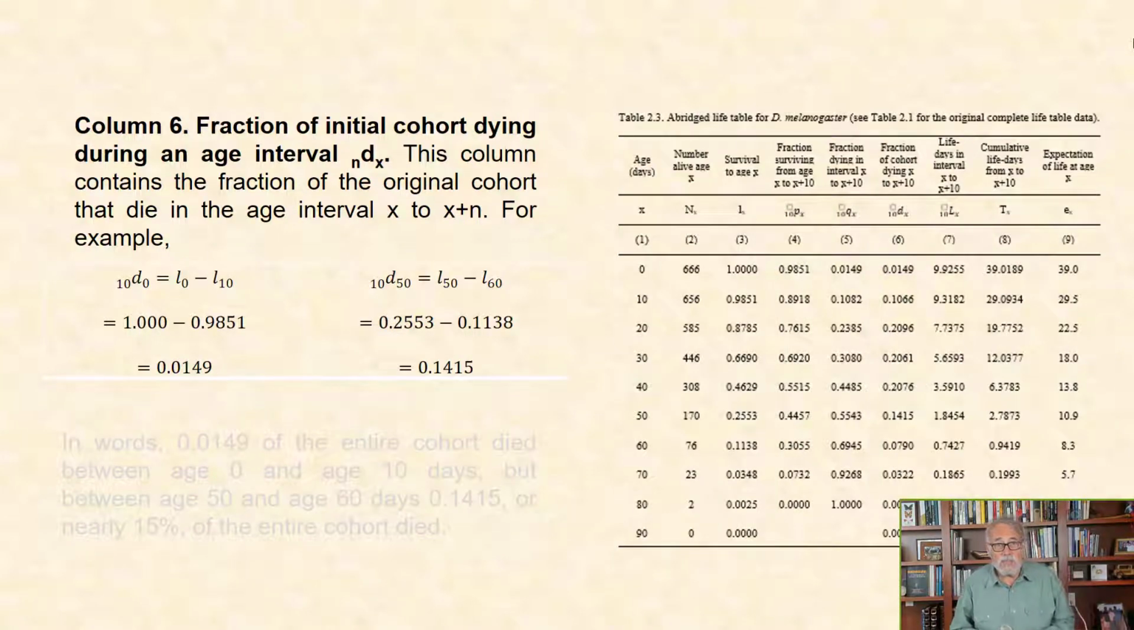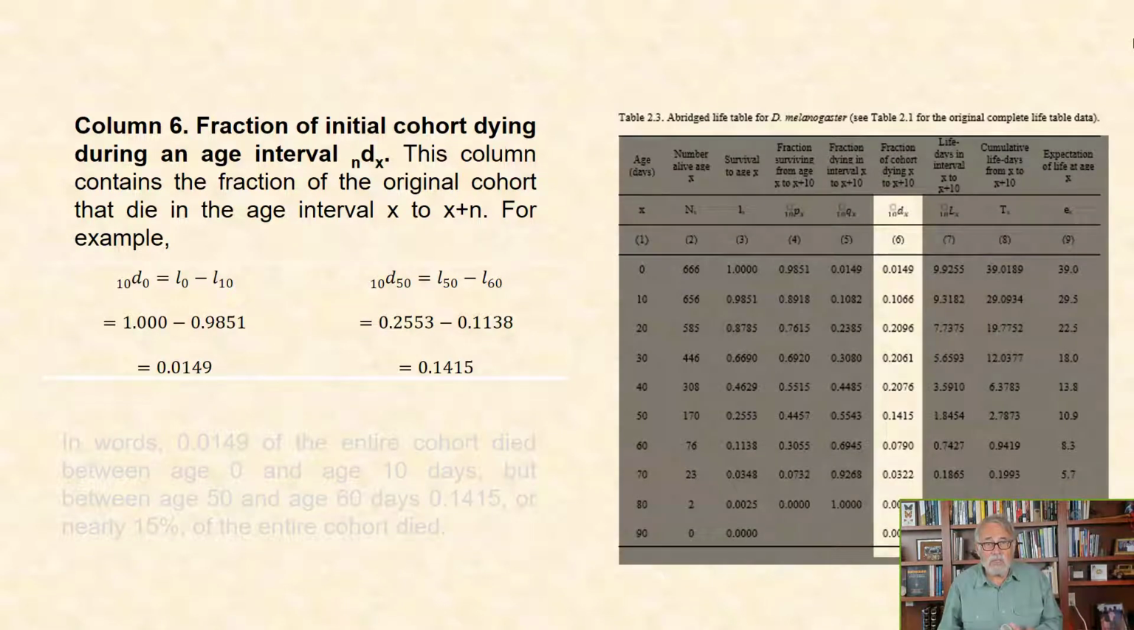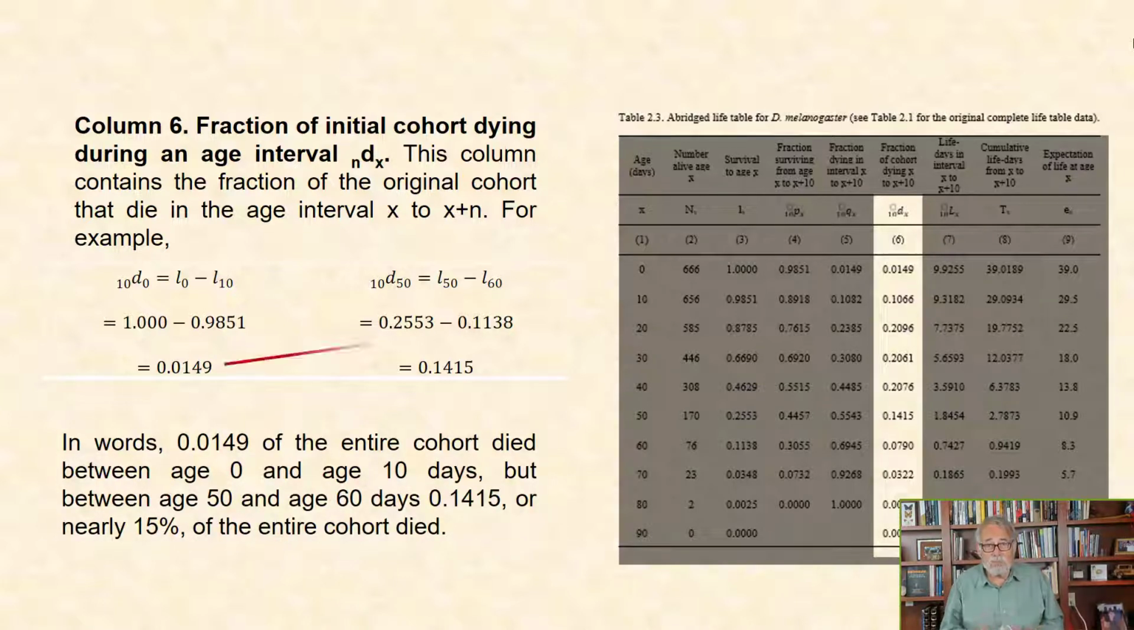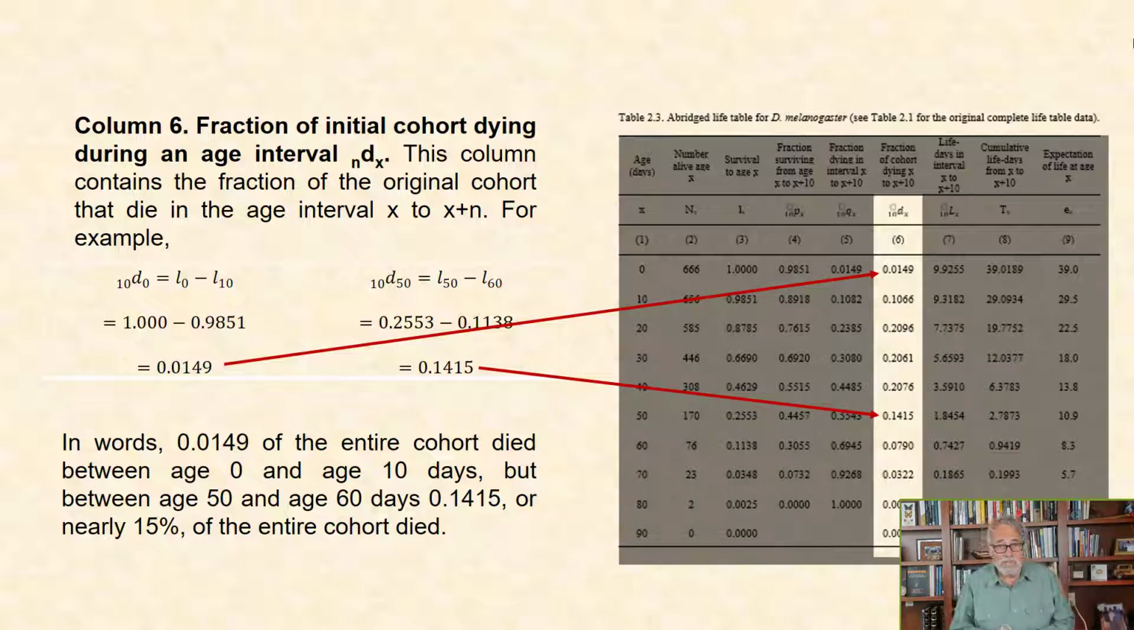Column 6 contains the fraction of the initial cohort dying during an age interval, ndx. This column contains the fraction of the original cohort that die in the age interval x to x plus n. Here are example computations for the abridged table dx. In words, 0.0149 of the entire original cohort died between age 0 and age 10 days, but between age 50 and 60 days, 0.1415, nearly 15% of the entire cohort died.